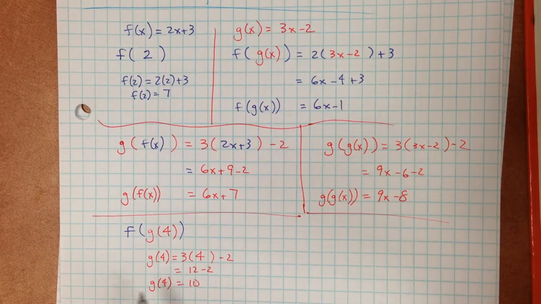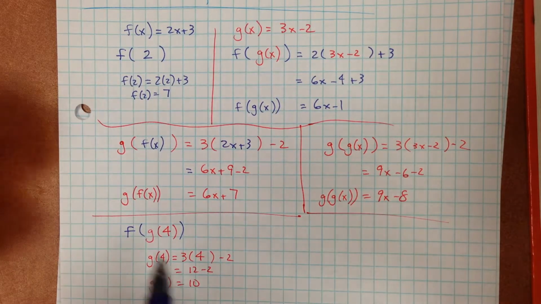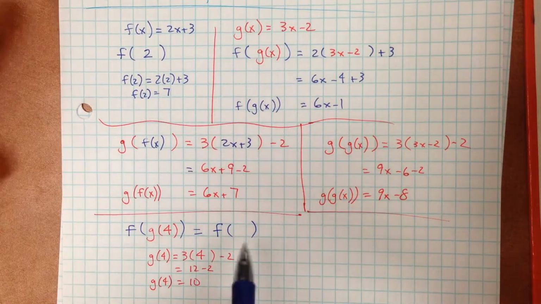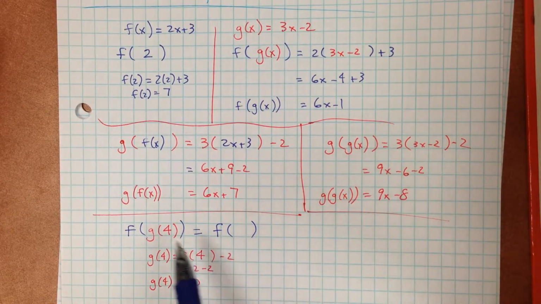Well, think about that. Now this is kind of like a substitution. You've been dealing with substitutions all the time. Back to this original problem right here, f of g of 4. Well, what the heck is g of 4? You might tell me that it is 10 because we just found that out. So we could replace g of 4 with this value of 10.